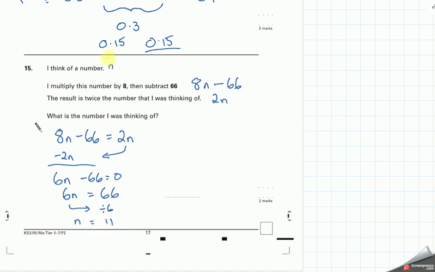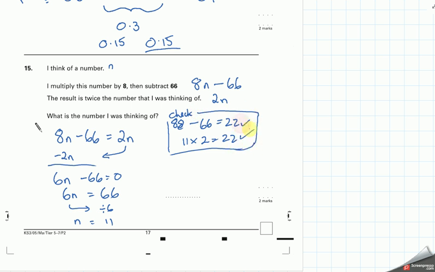I can do a quick check. 11 times 8 is 88. Subtract 66 is 22. And 11 times 2 is 22. Yeah, both sides of the equation work. So it equals.